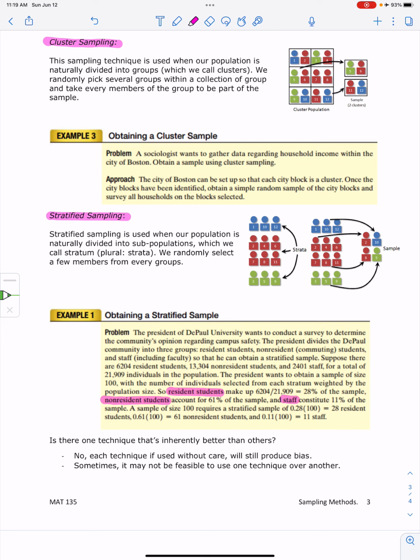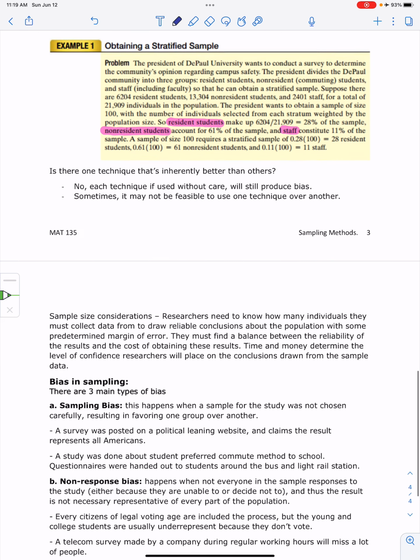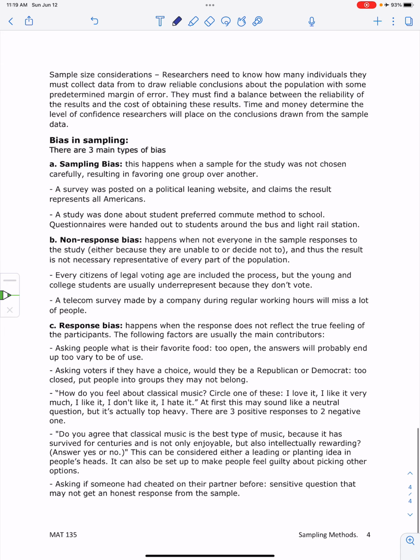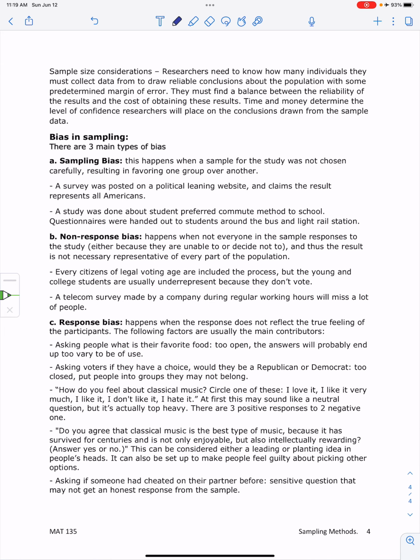At the bottom here, is there one technique that's inherently better than others? No. Sometimes you're limited by resources, you're limited by time, you do your best, and you acknowledge where biases may occur. So the last page, we are going to talk about bias, and our 3 main types of bias.